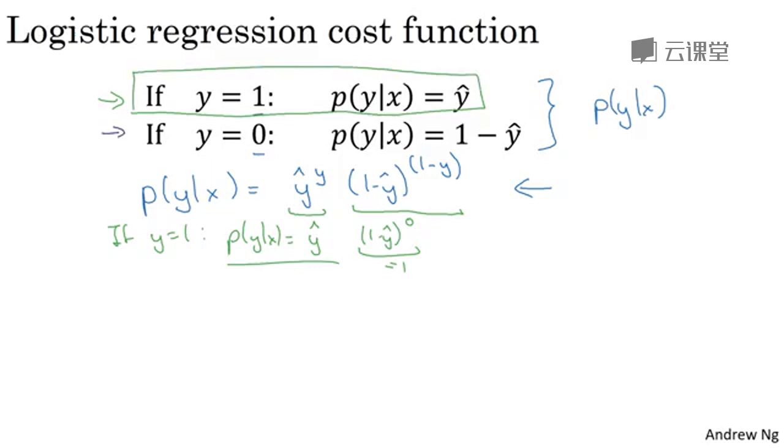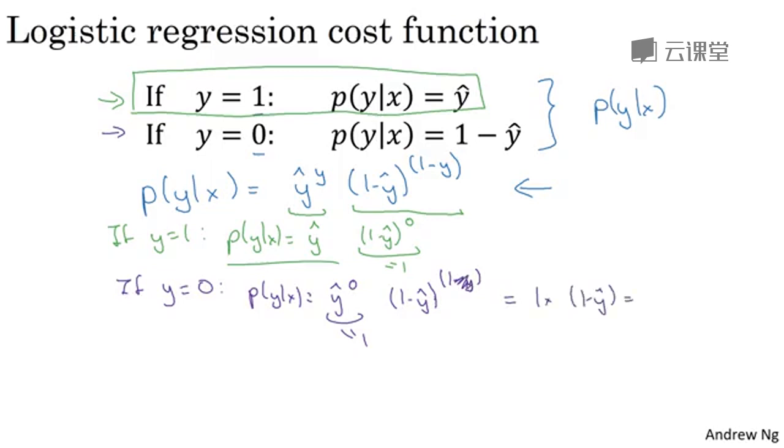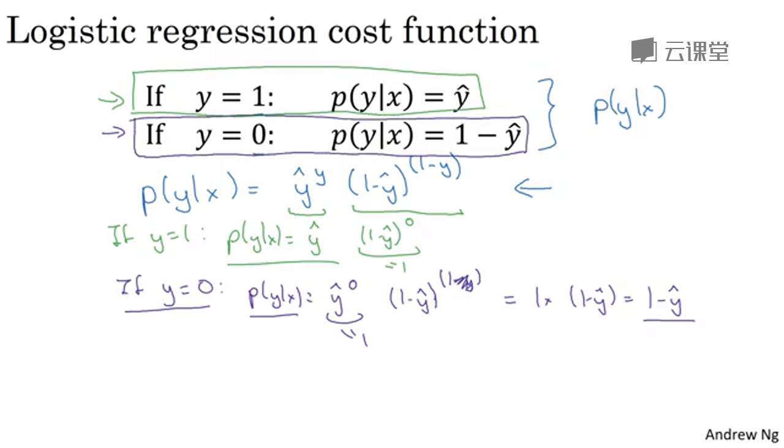Now, how about the second case? What if y equals 0? If y is equal to 0, then p of y given x equals y hat to the 0, but anything to the power of 0 is equal to 1, so that's just 1 times 1 minus y hat to the power of 1 minus y. So 1 minus y is 1 minus 0, so this is just 1. And so this is equal to 1 times 1 minus y hat, which is just 1 minus y hat. So if y equals 0, p of y given x is equal to 1 minus y hat, which is exactly what we wanted above. So what we've just shown is that this equation is a correct definition for p of y given x.